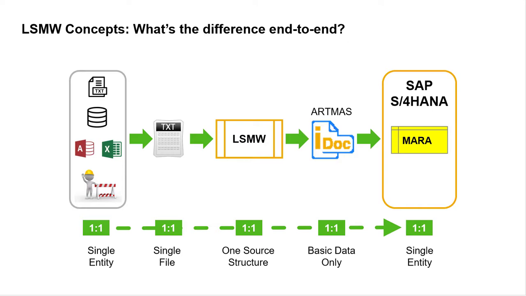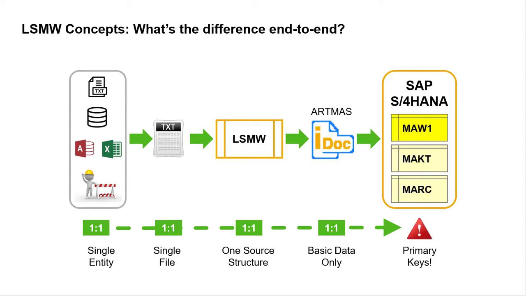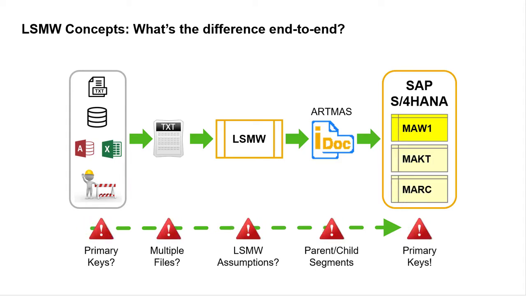In the simple case, updating only basic data, one-to-one relationships exist from start to finish. There's only one source data file, only one source structure in LSMW, which maps to each used segment of the IDoc. But with multiple data levels in the target object, one-to-many relationships appear, perhaps across the board. These red flags point to the complexities of every data migration project. It's no surprise that the majority of our LSMW design time will be spent on this topic.